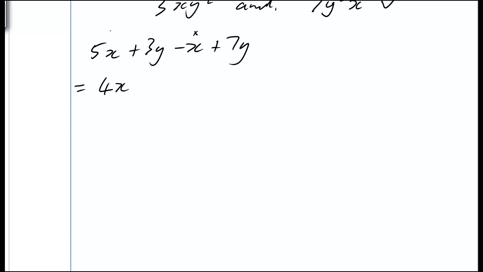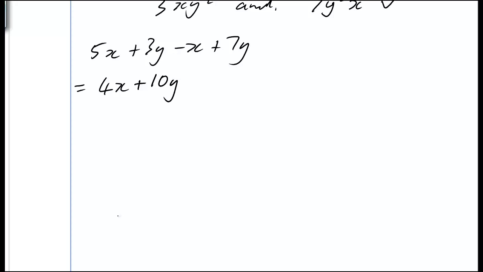Okay, so things that have got like terms, you can combine them together. This is simplifying. And 3y plus, see there's a plus here in front of that 7y, 3y plus 7y will equal 10y. So it's positive 10y, so plus 10y.